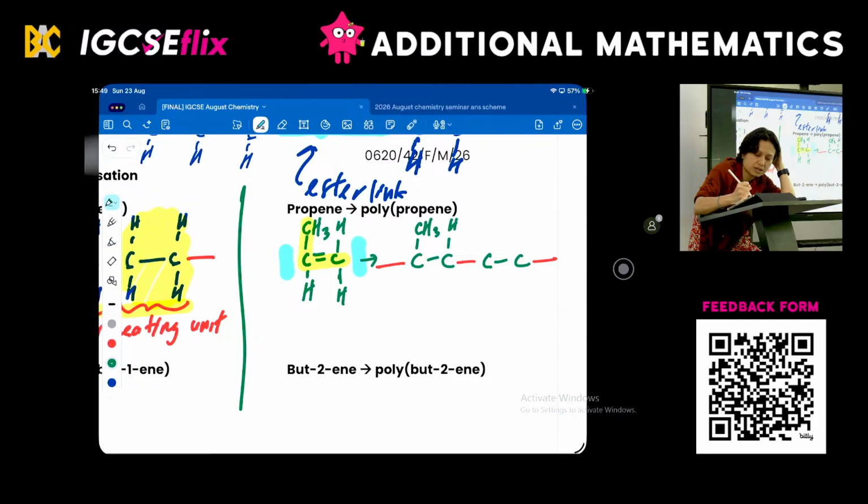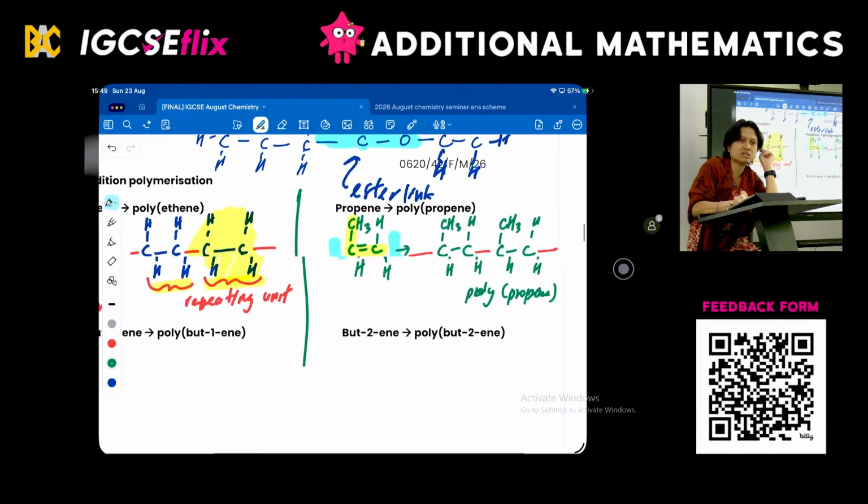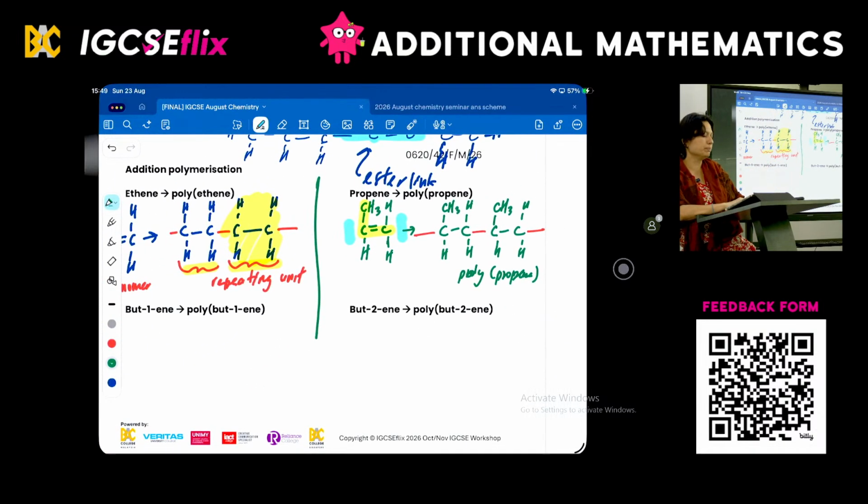CH3, H, H, H. CH3, H, H, H. Can you see? So this is propene, this is polypropene. Can you see the difference? Can or not? Okay. Try and do the same concept for but-1-ene and poly but-1-ene, but-2-ene and poly but-2-ene. Okay? Try. Get it now. We try.